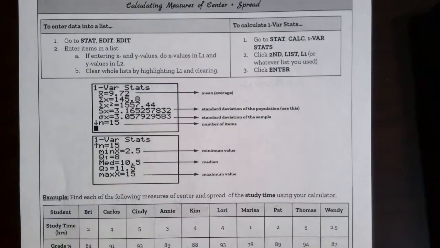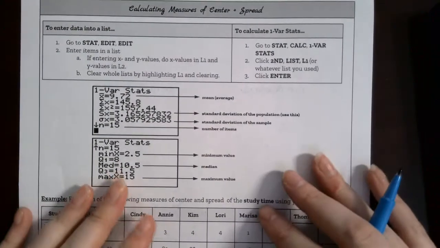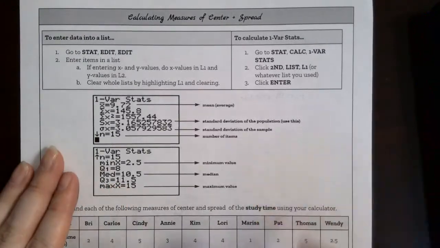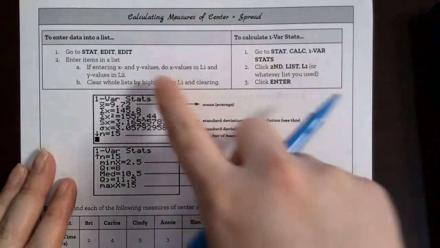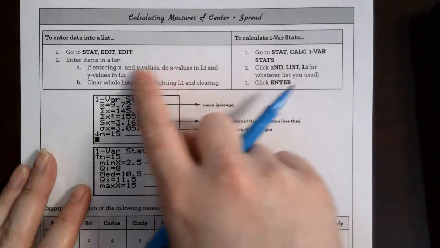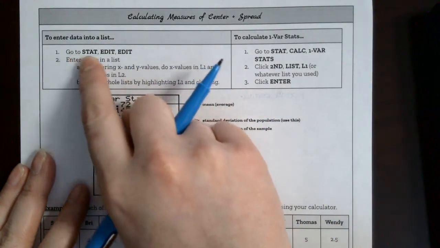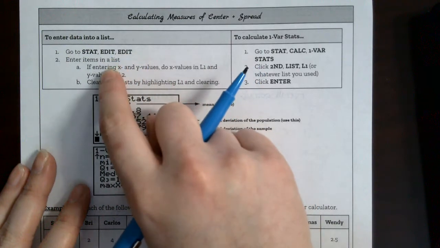So to do this, we're not going to calculate these by hand because we have graphing calculators and it's much easier to graph in the calculator. So you don't need to write anything down here, but these are going to help you with your calculator. We are going to enter our data into a list first. These are the buttons that you need to hit, which I'll show you in a second.